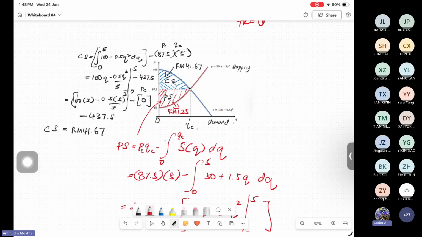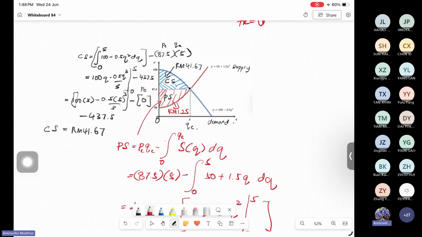Then with the application on the consumer surplus and producer surplus. Meanwhile, for topic 6, the differentiation focus is more on the slope of the tangent line. And then, at the same time, there is a relationship between the total revenue and total cost, total revenue and marginal revenue, total cost and marginal cost.